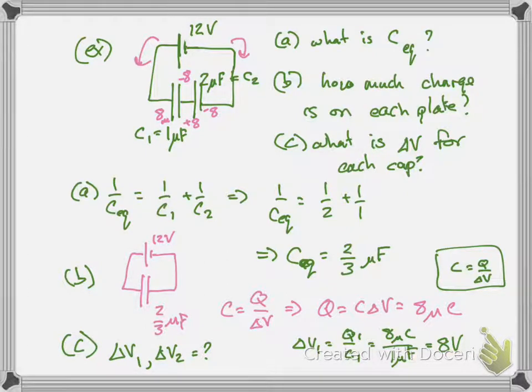It's the rest of it, right? Because the potentials have to add to be 12. So delta V1 is 8 volts and delta V2 is 4 volts. And we've answered all the questions.